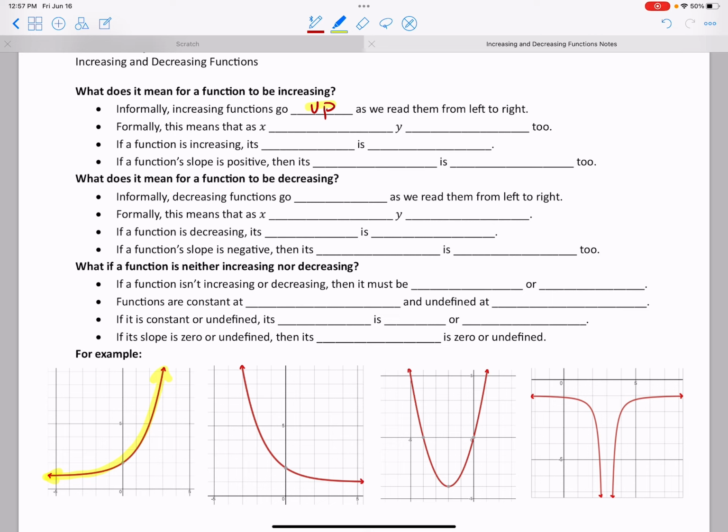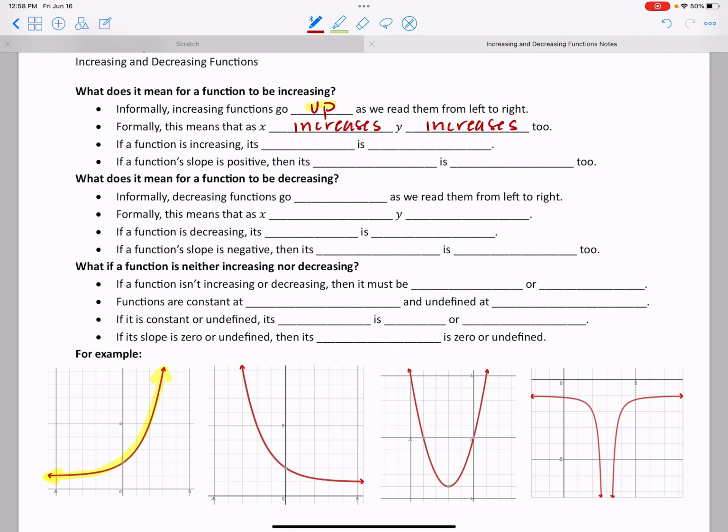Now, if we're going to be a little more formal, if we're reading left to right, that's our frame of reference. That means our x values are increasing. So from left to right on the x-axis, x values are increasing. If the graph is increasing, that means that as x increases, so do the y values. So formally, if a function is increasing, it means that as x increases, y increases as well.